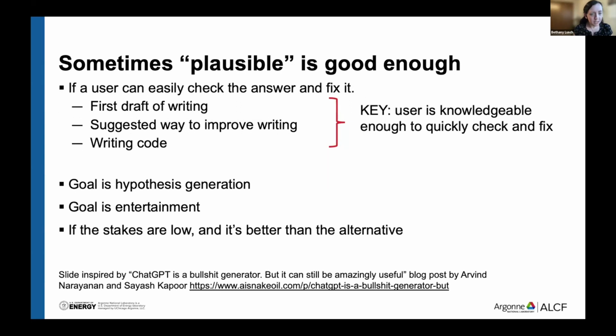Now, sometimes outputting just plausible answers is good enough. Like if you're going to check the answer and fix it. So maybe a first draft of writing, or maybe the LLM is suggesting how to improve your paragraph, or it's writing code and you know enough to fix the code. Maybe it would still save you time. Maybe you just want to generate hypotheses. Maybe you're using it for entertainment. Maybe the stakes are low, like you're asking for ideas for dinner, and you can understand which ideas to keep.